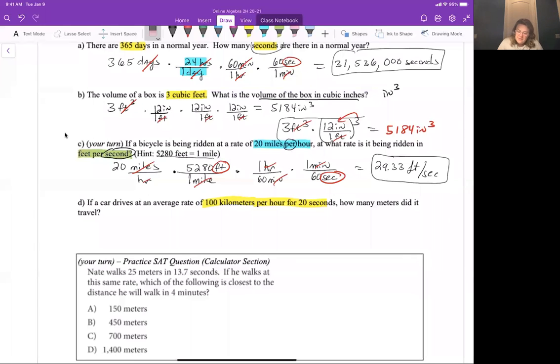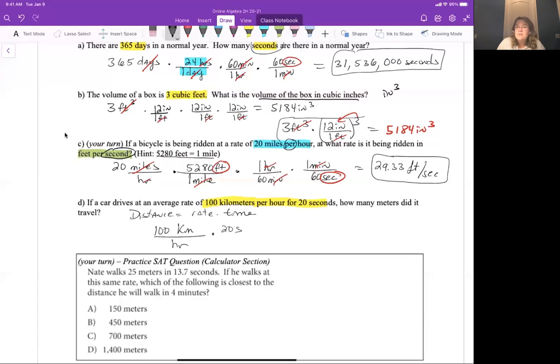All right, if a car drives an average rate of 100 kilometers per hour for 20 seconds, how many meters did it travel? Well, I need the total distance. That's what they want to know, which is equal to the rate times the time. Even if I didn't know that equation, I could probably figure this out with units alone. So I had 100 kilometers per hour for 20 seconds. So I've got to multiply that by 20 seconds.